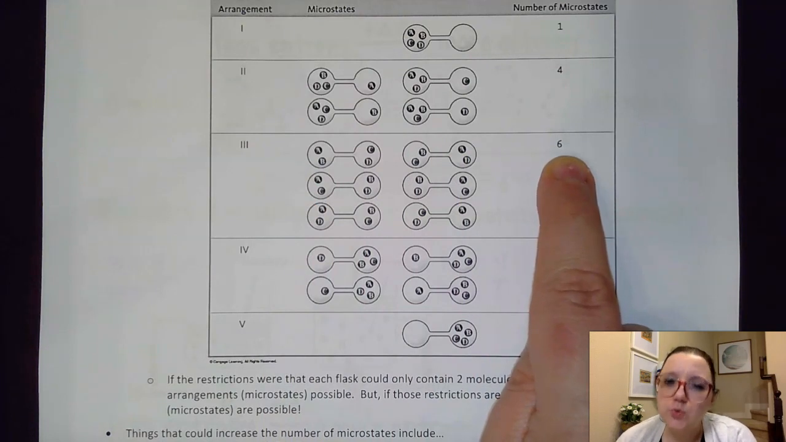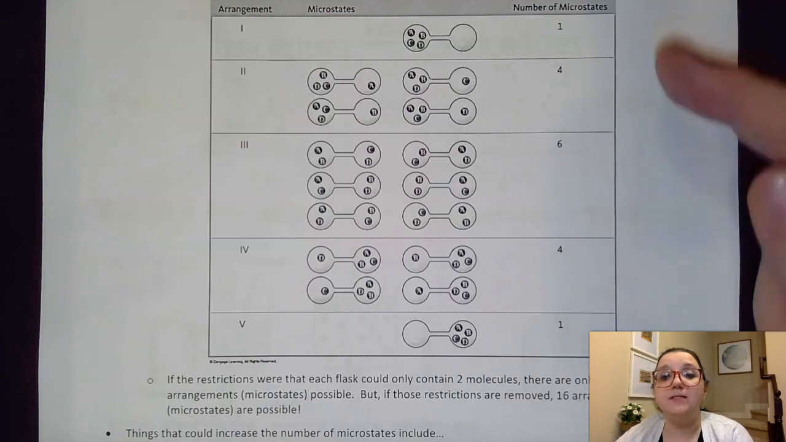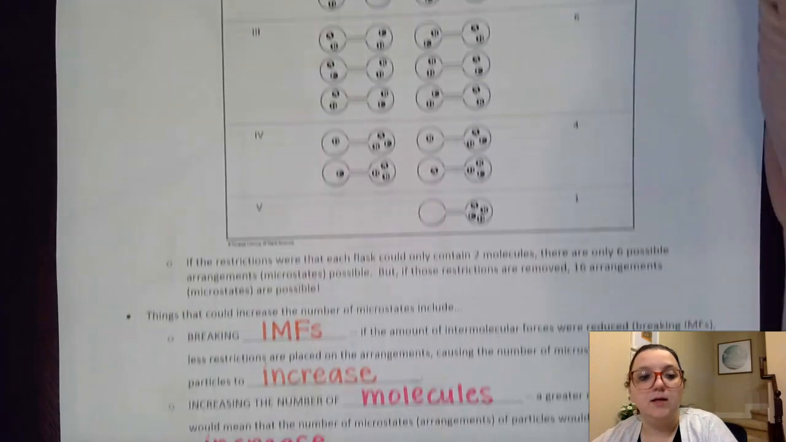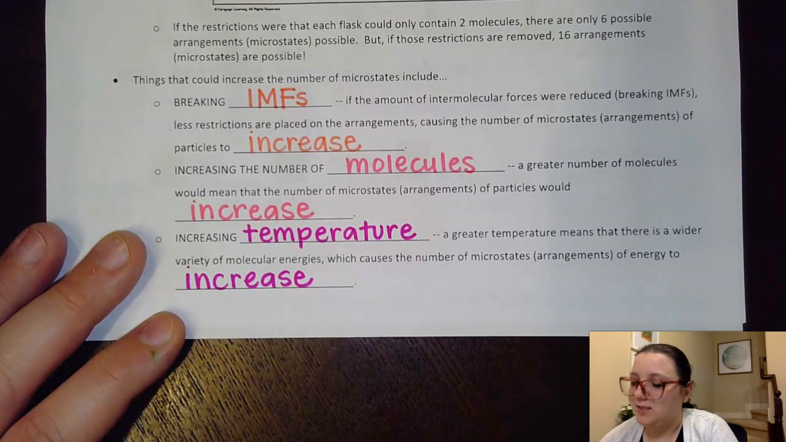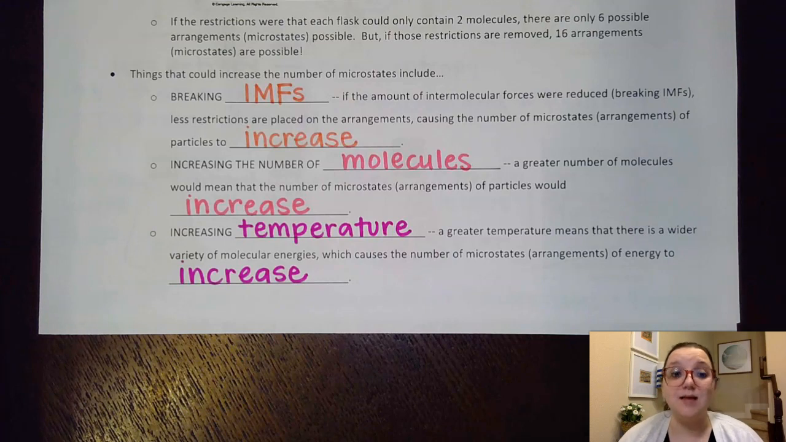But if I loosen those rules, if I provide more opportunities for arrangements, my microstates now go from 6 up to 16. So we want to think about things we could change in order to get our microstates to increase if we are trying to increase the entropy. So to think about that in terms of chemistry, let's think about things that could help us increase the microstates in chemistry.